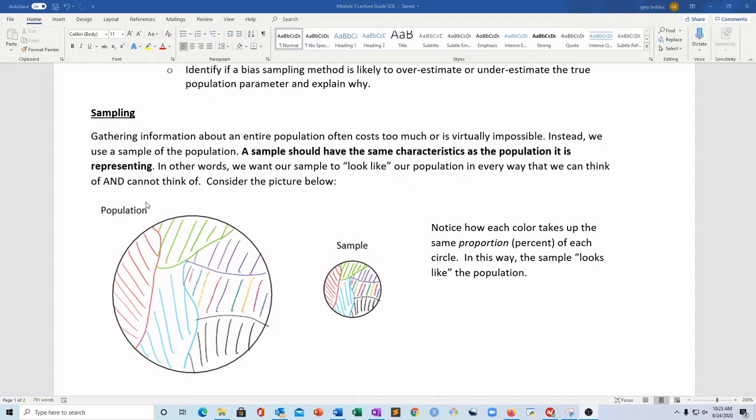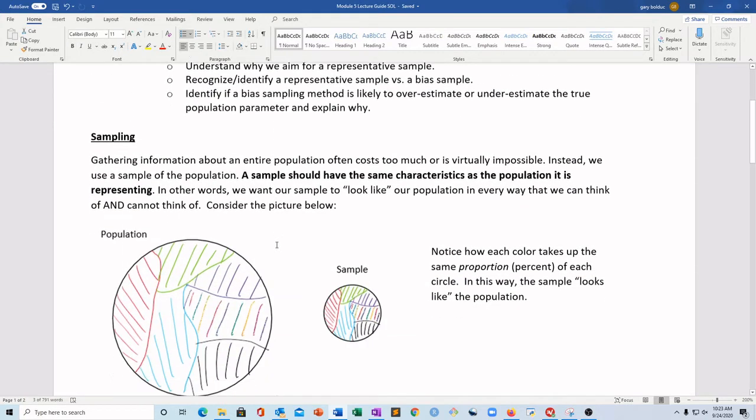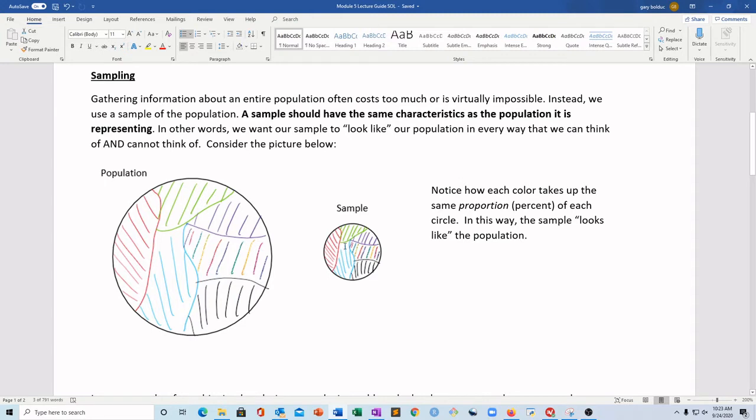But our ability to do that is completely contingent on us getting a sample that's representative of the population. Big word here we've got to be paying attention to: representative. Big word, representative sample. In order for the statistic to be a good guess for the parameter, we've got to make sure our sample is representative of the population.